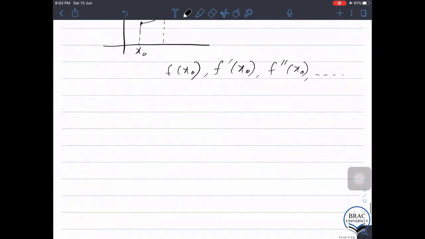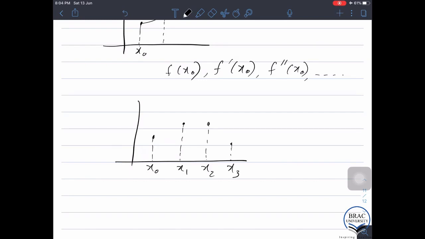Now in polynomial interpolation, what we will do is that we will have not just one but multiple points. So we call them nodes. So we will have multiple nodes, let's say these four. All right. And now what we want to do is find a polynomial, let's say this, which goes through the points.